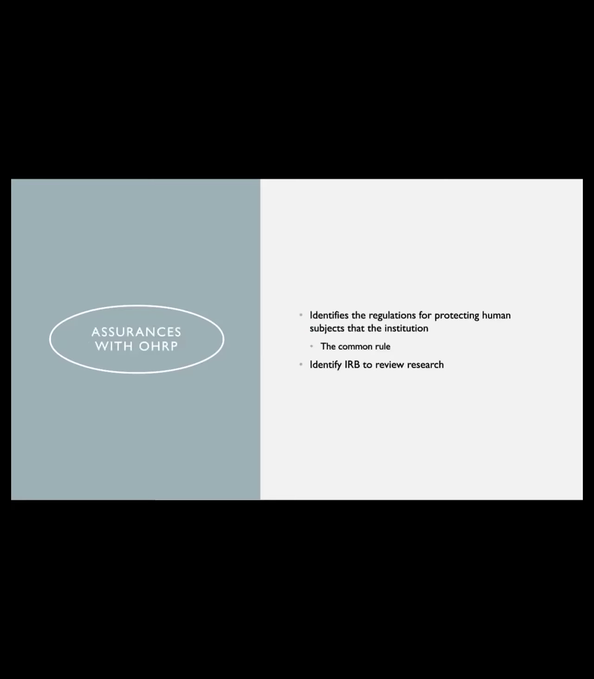So, an assurance with the OHRP is a formal agreement that identifies the regulations an institution will follow to protect the human subjects in research. In the US, this is the Common Rule. Assurances only apply to studies that are funded or supported by a Common Rule department or an affiliated agency. The assurance will also identify the IRB that will be responsible for reviewing the research.